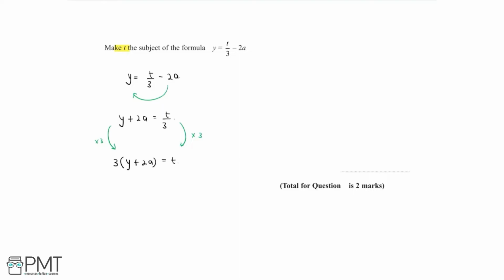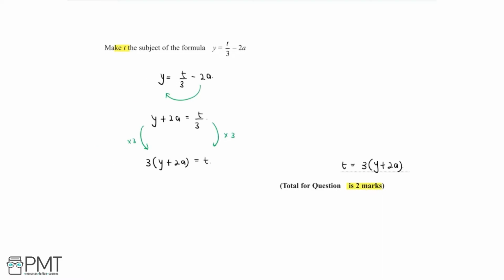And so putting t on the left hand side, we can say that t is equal to 3 brackets y plus 2a. Alternatively, you could expand these brackets and say that t is equal to 3y plus 6a. Either way is fine, and you'll get the correct answer regardless. Now this question is worth 2 marks. So let's take a look at where these marks are allocated. Now we get the first mark for moving the minus 2a over to the other side, and for then multiplying both sides by 3.